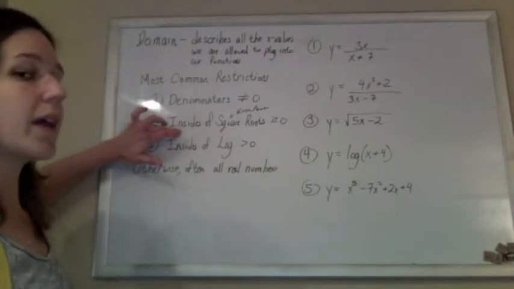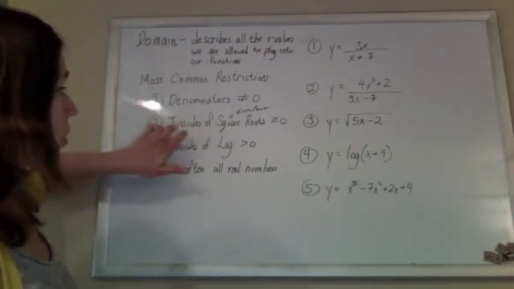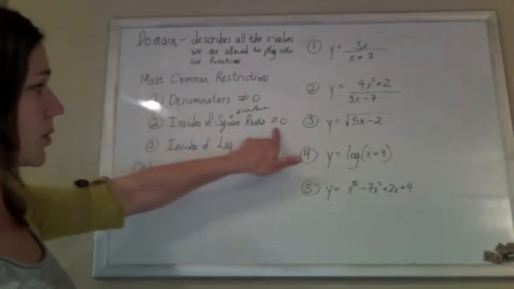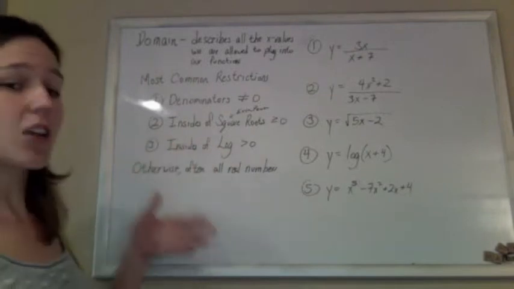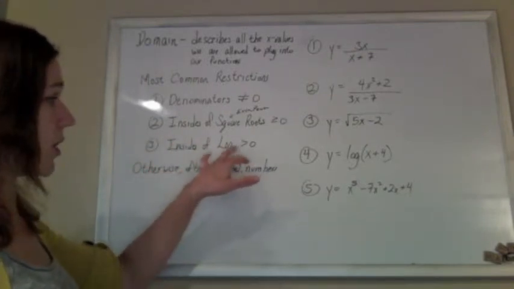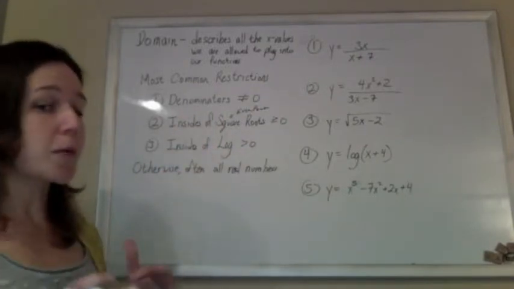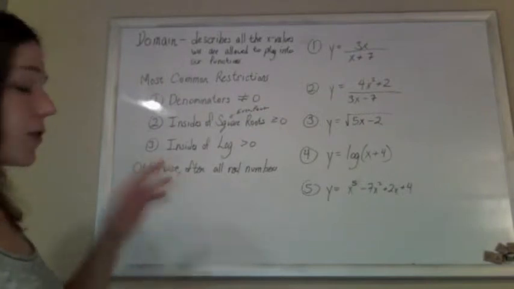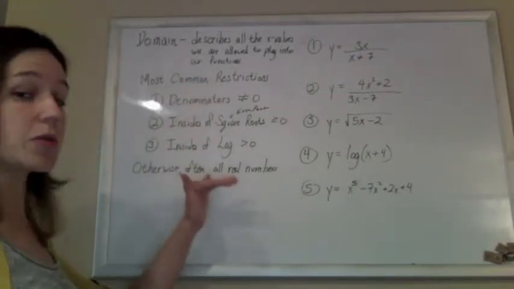We also know that you can't take the square root of a negative number if you want to be real, so the insides of square roots have got to be greater than or equal to 0. Also, you can't take the log of a negative number or even 0, so you have to make sure that the insides of logs are greater than 0. And then, for our purposes, don't tell any math person this, for our level, usually it's all real numbers if you don't see any of these restrictions.